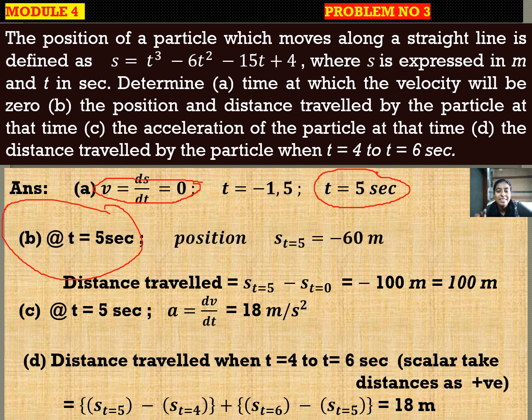But for calculating the distance, we need the total distance travelled. So it is the summation of the distance travelled in both directions. That is why, for this particular problem, it is calculated as the distance travelled from 4 to 5 seconds and then from the 5th to the 6th second. Hope you are clear now.